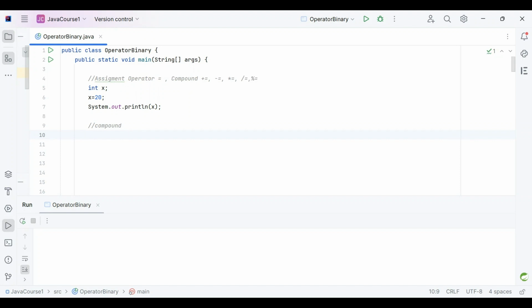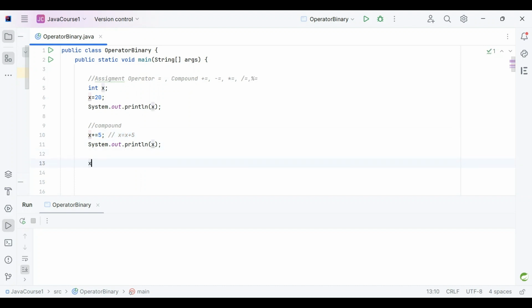Let's try compound assignment. We already have x is equals to 20. Now I wanted to try x plus equals to 5. So I'm going to add 5 to the x. So at this point, x is going to become 25. In other words, x plus equals to 5 means x is equals to x plus 5. Writing a compound expression can be considered a shorthand for x is equals to x plus 5. So at this point, it is going to become 25.